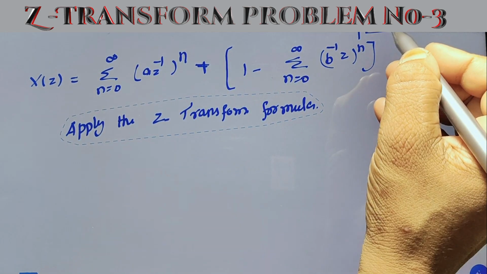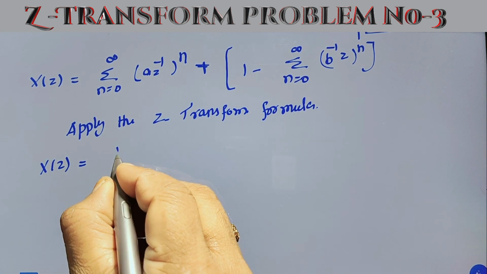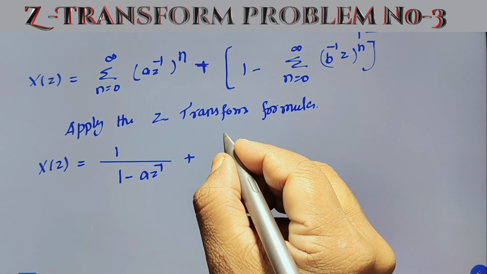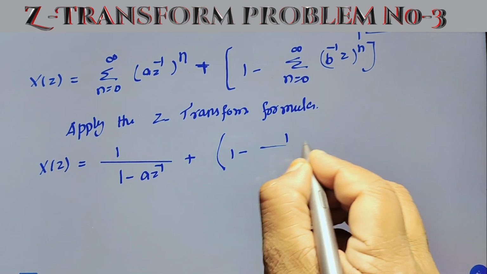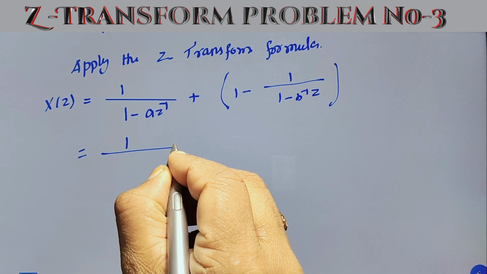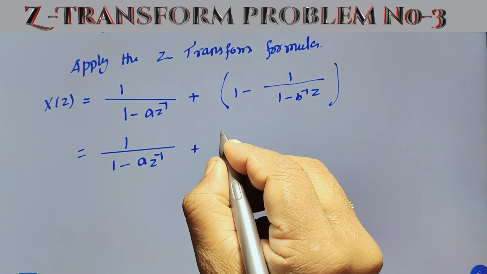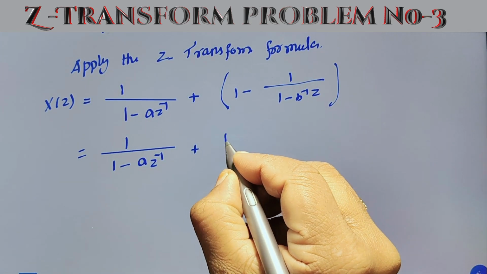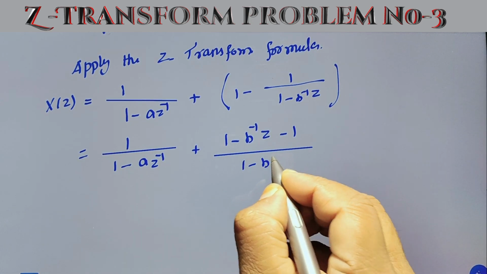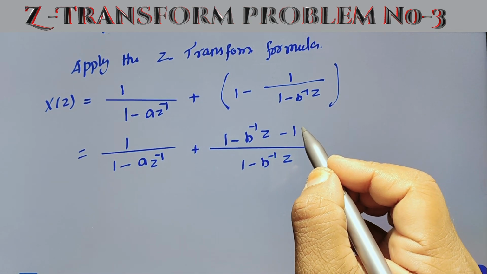Apply the formula. X of z equal to 1 by 1 minus a into z inverse, it's the first term. The second term: 1 minus, here also apply the limit, 1 by 1 minus b inverse into z. So the next step, take LCM for the second term: 1 by 1 minus a into z inverse plus, here, 1 minus b inverse z minus 1, the whole divided by 1 minus b inverse into z. So the plus 1 and minus 1 get cancelled.